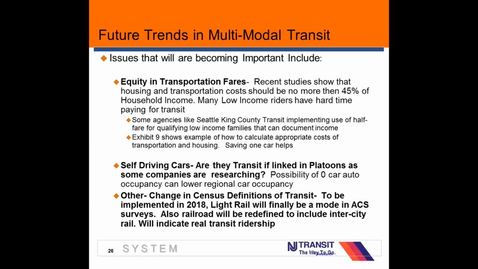And the last thing I have is something the census is going to do, which will help planners. There's a change in the census definitions of transit. I was involved with FTA and the census to help define some of that, and they tested this. Starting in 2018, light rail will finally be a mode in the American Community Survey taken by the Census Bureau. As of now, light rail is not in, and because of that, many people check other, which means they're not considered part of transit.